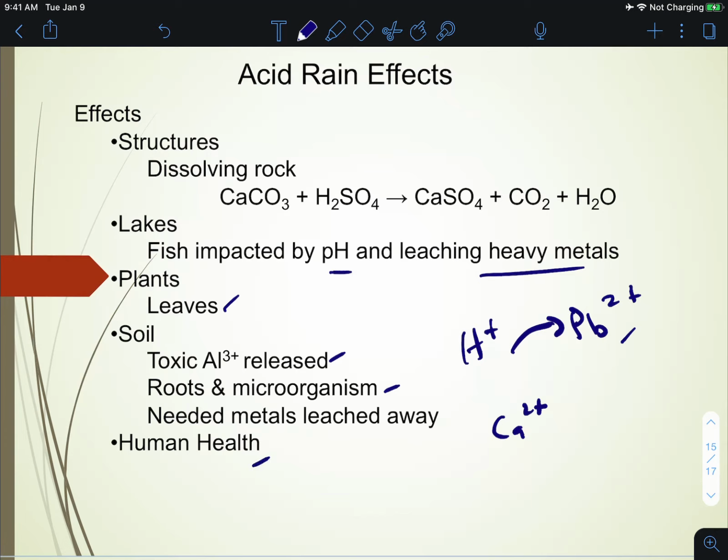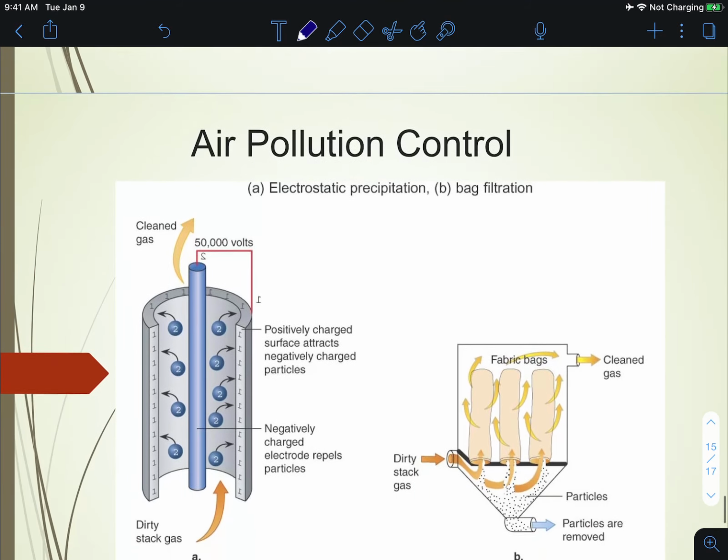Human health, it's more of a breathing issue. You get aerosols in the air that can irritate lungs and respiratory tissues. That's the only real concern there. We're not going to dissolve, that's for sure.